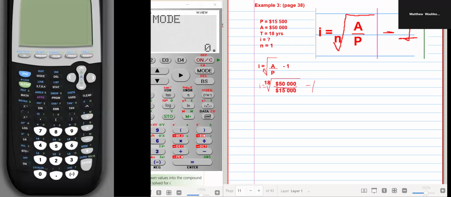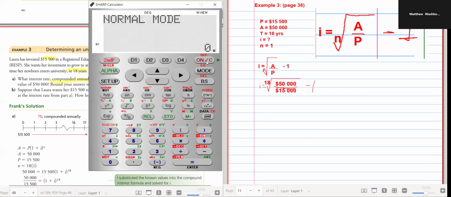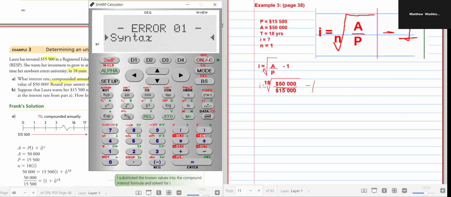Actually, I want to use this one here. Actually, no, I won't. You guys have the tutorial for that. So first thing I'm going to do, how do I find this? There's no 18, there's just a regular square root button. You need to use this one here. The second function of the square button lets you put in whatever root you want.